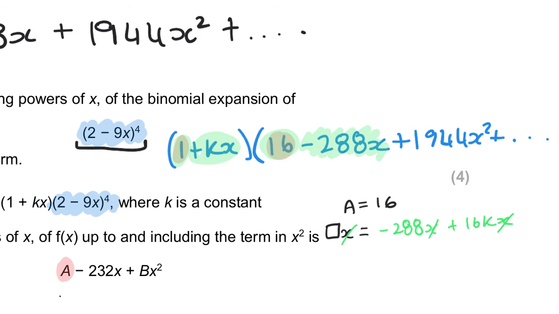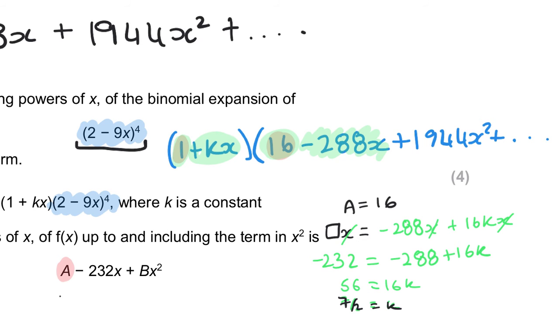Now, we know that this is minus 232, so minus 232 must equal minus 288 plus 16k. So I'm going to add 288 to both sides. So minus 232 plus 288 equals 56. So 56 equals 16k. Divide both sides by 16. 7 over 2 equals k, or 3.5. However, we're going to leave it as 7 over 2. So that's how we get this one. 7 over 2 equals k.